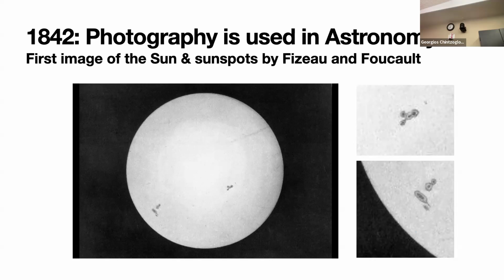So photography solved that problem once and for all, but it took some effort, and it was these two gentlemen from France, Hippolyte Fizeau and Léon Foucault, who managed to take the first photograph of the sun. And we can see for the first time sunspots, how they look, recorded on the photograph, on the picture, and not by hand.